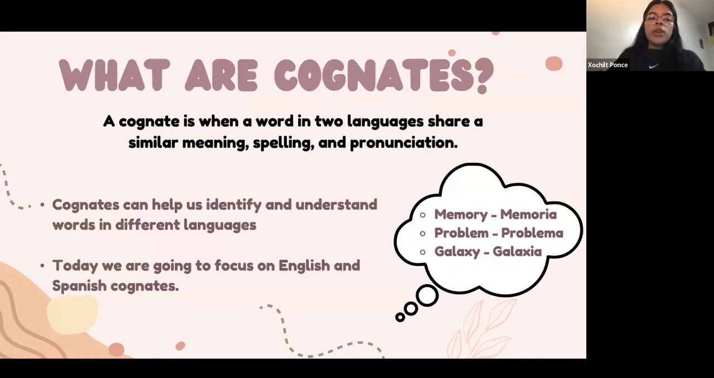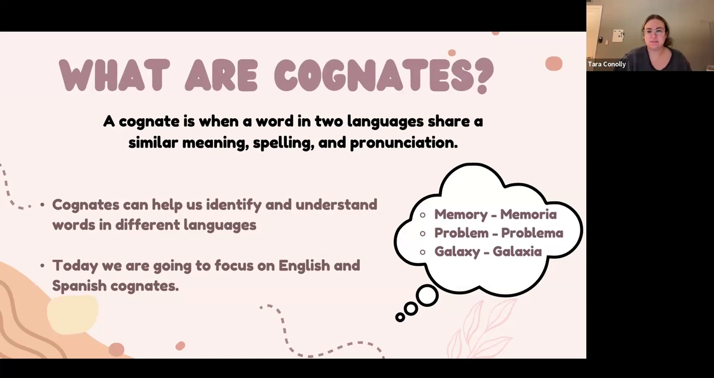All right, so now we will introduce what a cognate is. A cognate is when a word in two languages shares a similar meaning, spelling, and pronunciation. Now, what does this look like? Can someone read our examples of cognates from our slide?